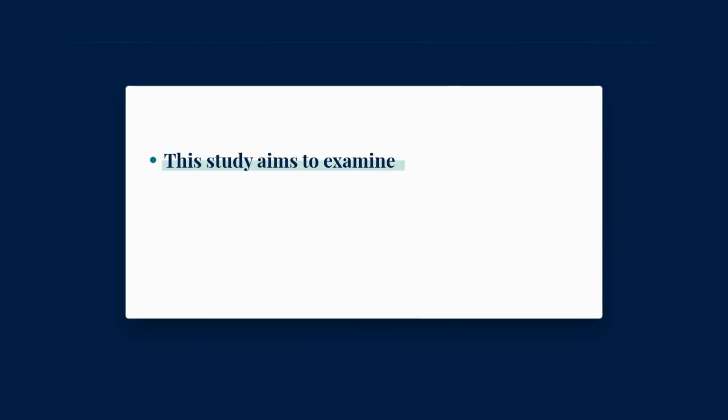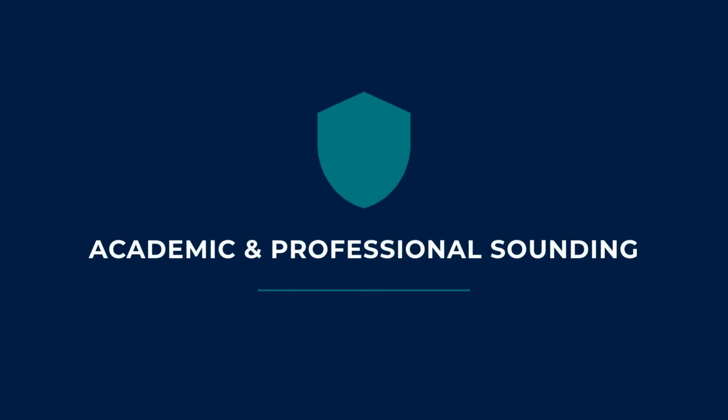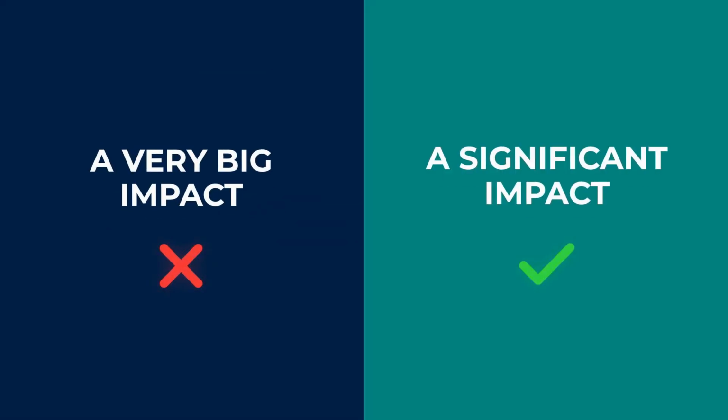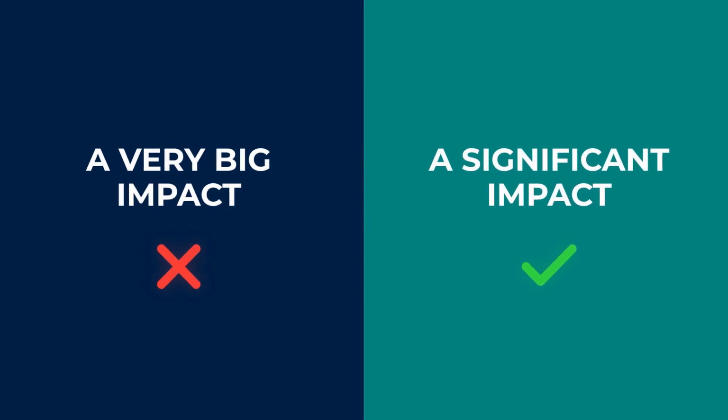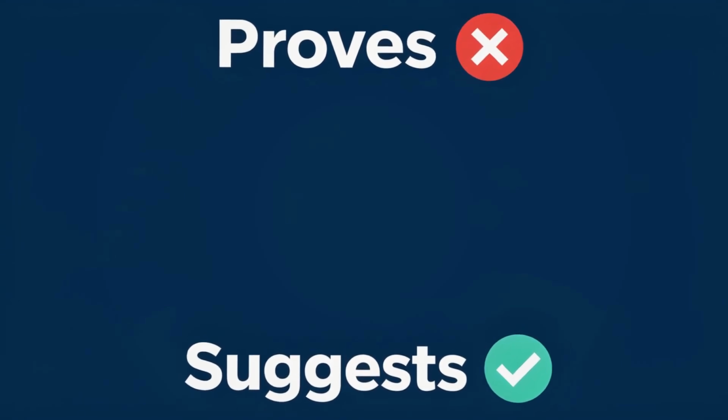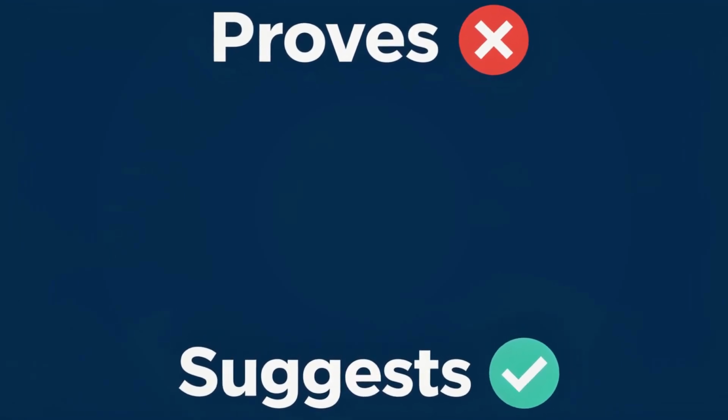The results show that, or the findings suggest. These phrases make your writing sound academic and professional. Avoid vague words like things, very, or huge. Instead of saying a very big impact, you can say a significant impact. Also, use careful words like may, might, or suggests instead of making strong claims. For example, instead of saying, "This method proves," say, "This method suggests."